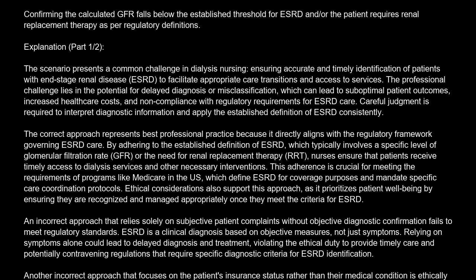By adhering to the established definition of ESRD, which typically involves a specific level of glomerular filtration rate, GFR, or the need for renal replacement therapy, RRT, nurses ensure that patients receive timely access to dialysis services and other necessary interventions. This adherence is crucial for meeting the requirements of programs like Medicare in the U.S., which define ESRD for coverage purposes and mandate specific care coordination protocols. Ethical considerations also support this approach, as it prioritizes patient well-being by ensuring they are recognized and managed appropriately once they meet the criteria for ESRD.